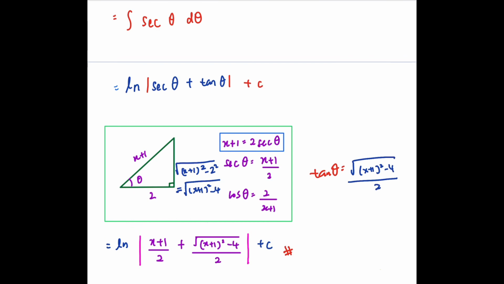So be careful for this question. You need to substitute back using the right angle triangle because this is not a definite integral. Okay, this is an indefinite integral. So that's the end for this chapter.